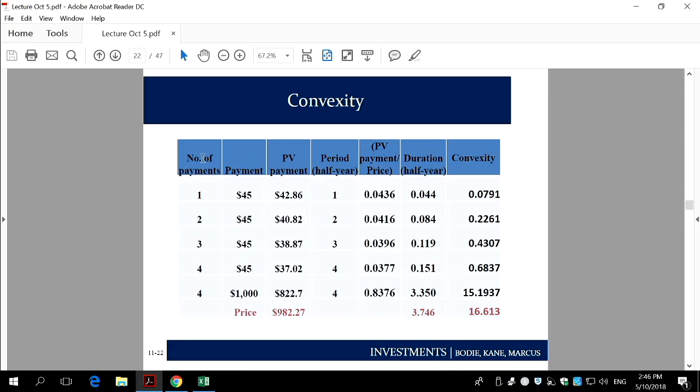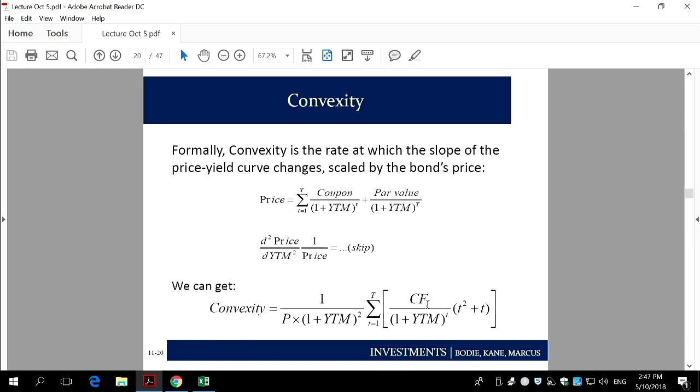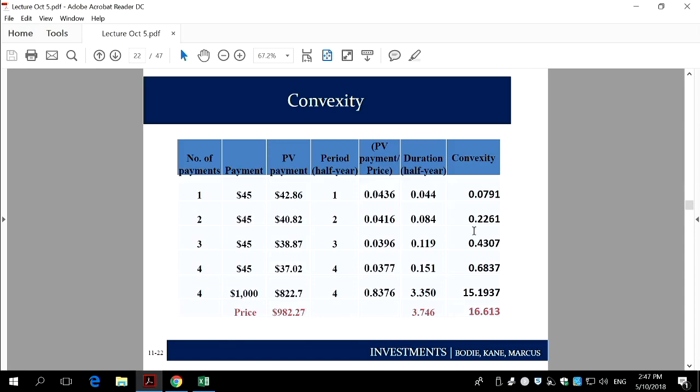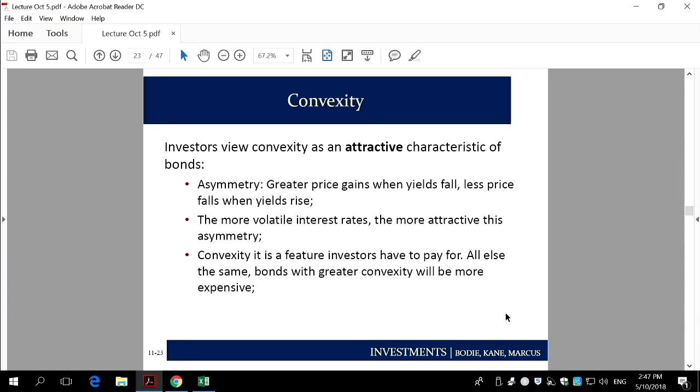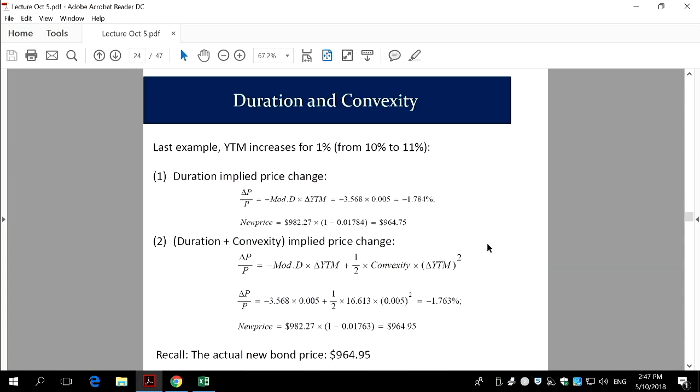I just skip this because I follow this mathematical definition to calculate the convexity of the same bond. If you do it step by step, you can eventually find a number like this. If you want to use a financial calculator, you will get the same number, but let me just skip these numbers, right?